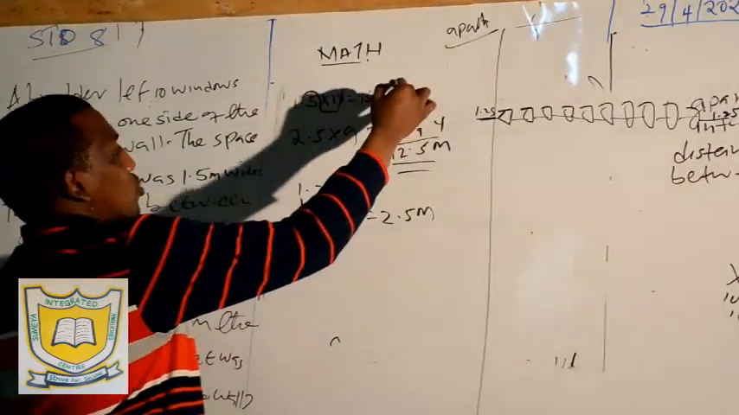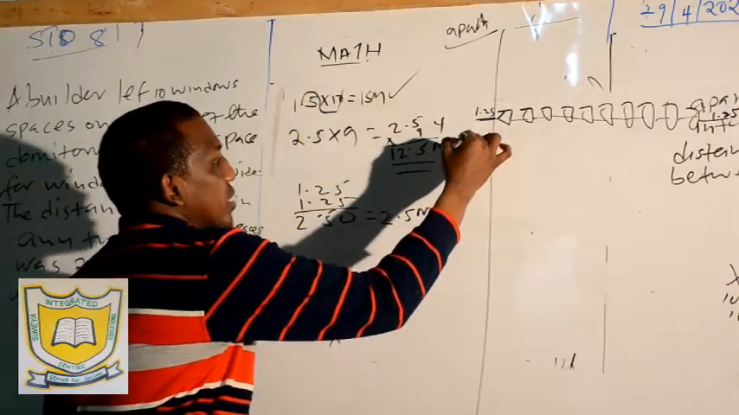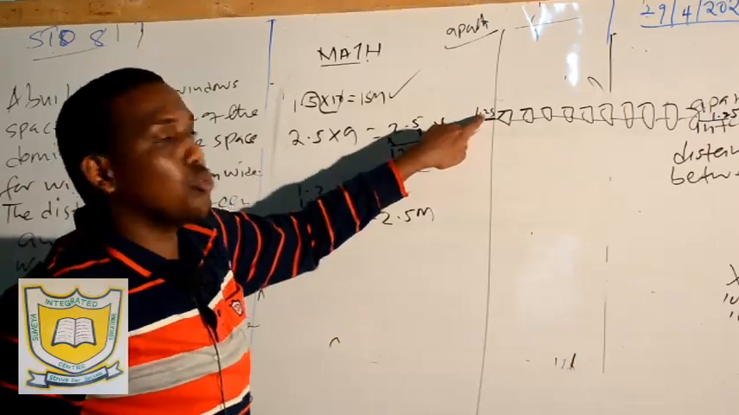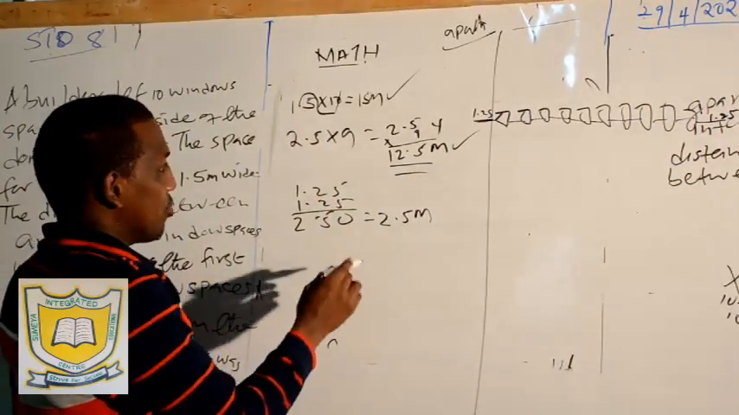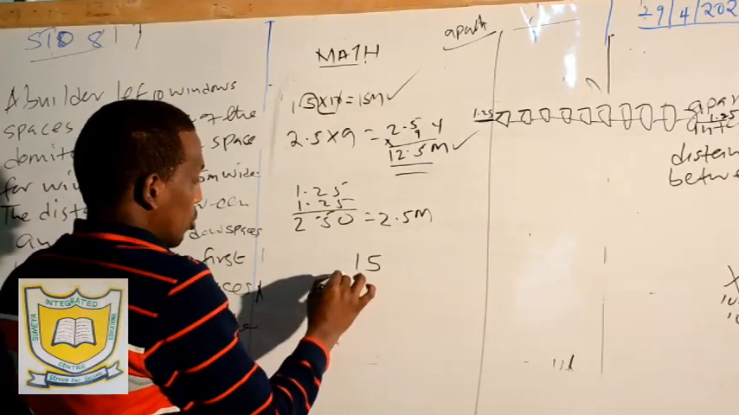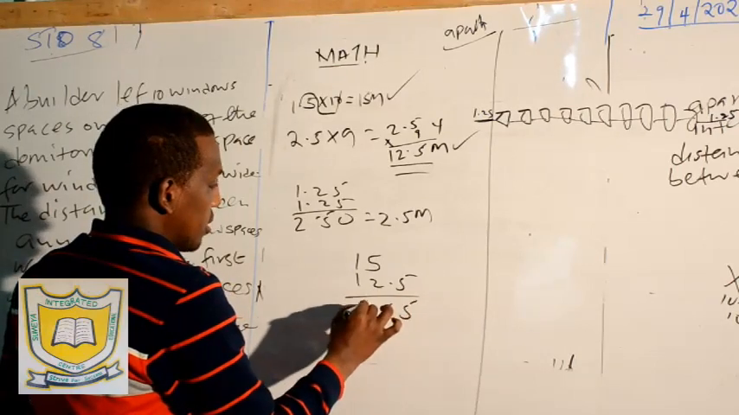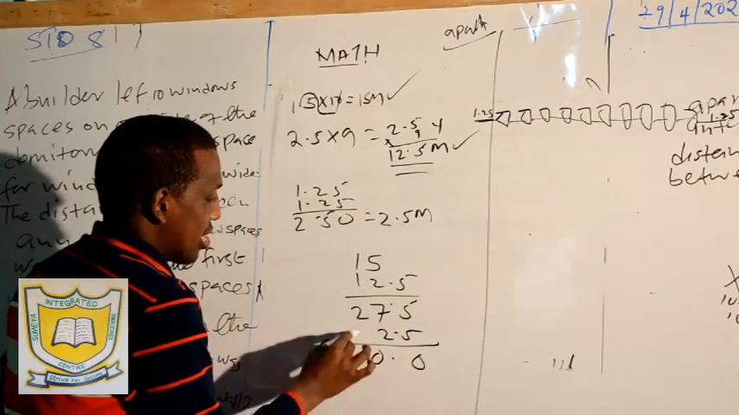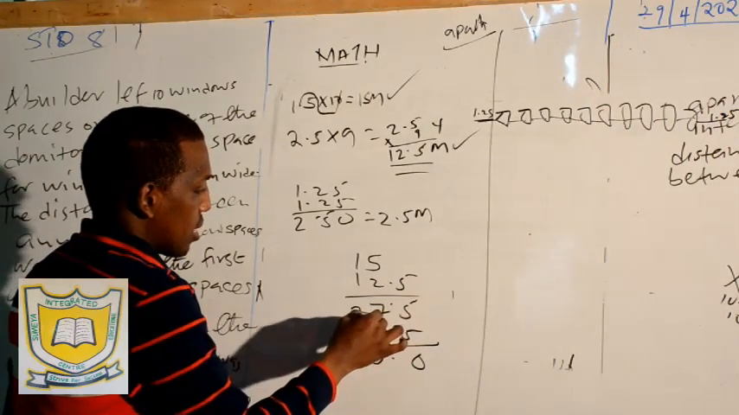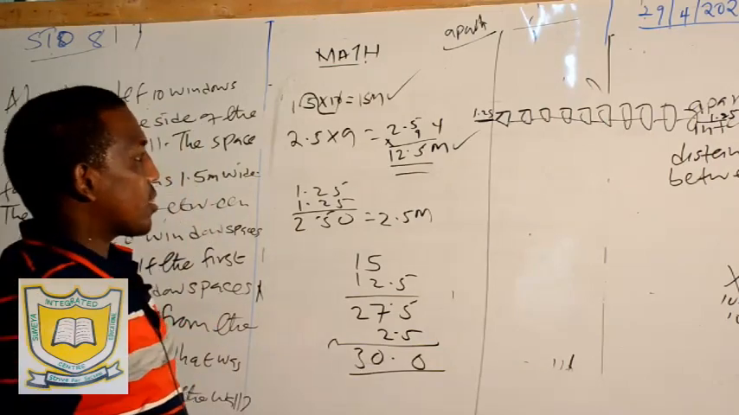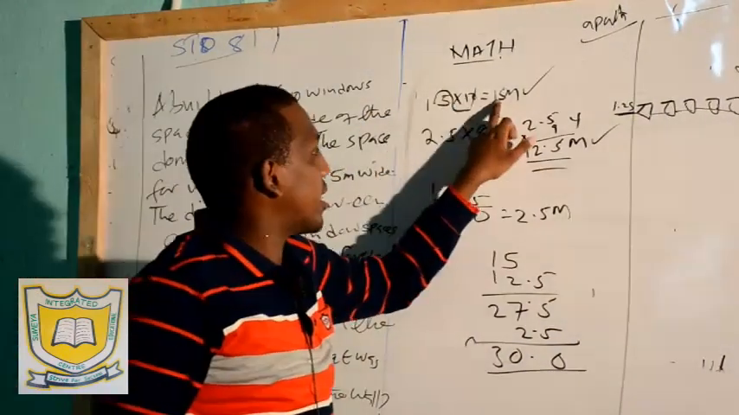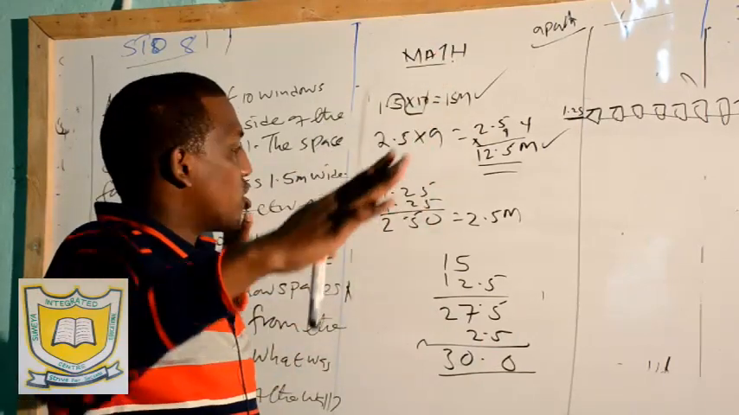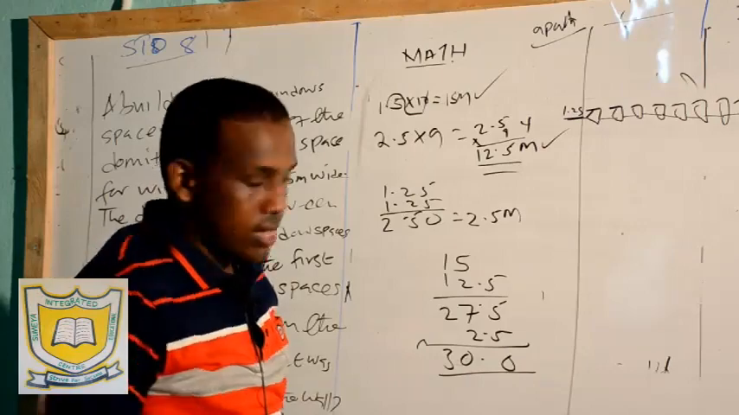So we add the 10 windows' space, then the spaces in between them, which is 9, then the first and last spaces, 1.25 each. So we add all of them: 15 plus 22.5 plus 2.5, and we get the answer. In short, we multiply the window width by 10, the spaces by 9, add the first and last spaces, then add all of them.